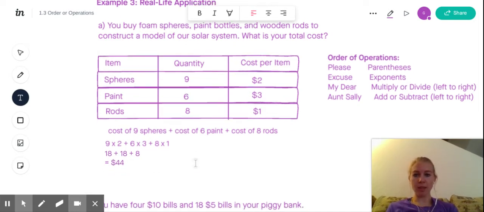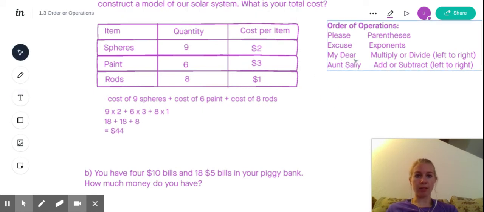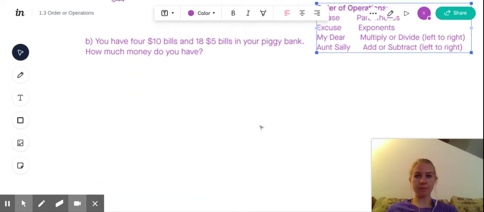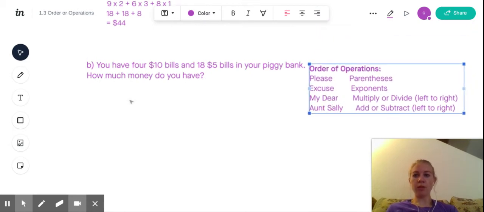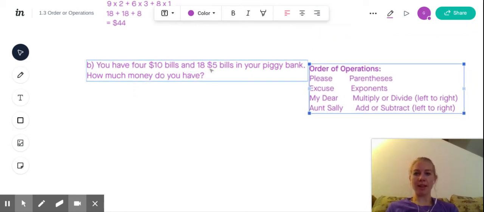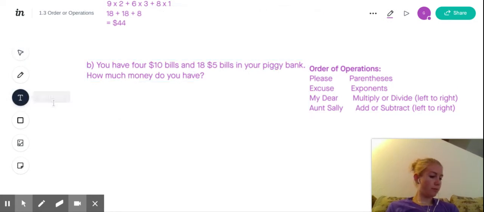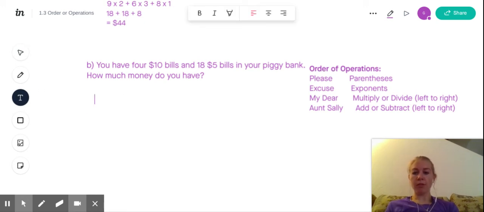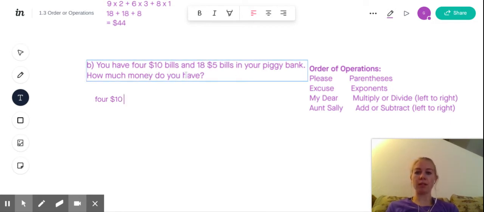Okay, there we go. Let's look at another problem down here. I'm going to bring down our order of operations so we don't forget. You have 4 $10 bills and 18 $5 bills in your piggy bank. How much money do you have? Let's write it out in words first. We have 4 $10 bills, and we want to find the total, so we're going to add these together. So we have 4 $10 bills and, which means addition, 18 $5 bills.